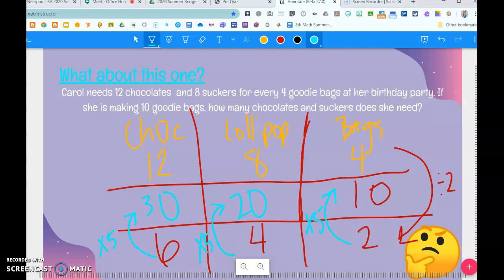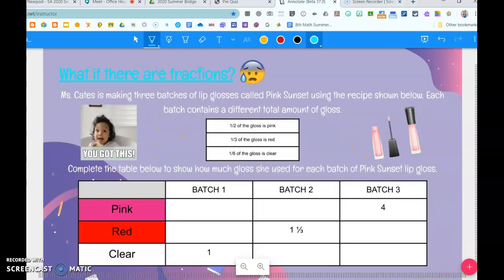All right. The last example that I have for you is about nail polish. Super exciting. Miss Kate's is making 3 batches of lip gloss. And she's calling it Pink Sunset using the recipe shown below. Each batch contains a different total amount of gloss. Okay, so this is basically the recipe, but she's trying to make bigger batches.